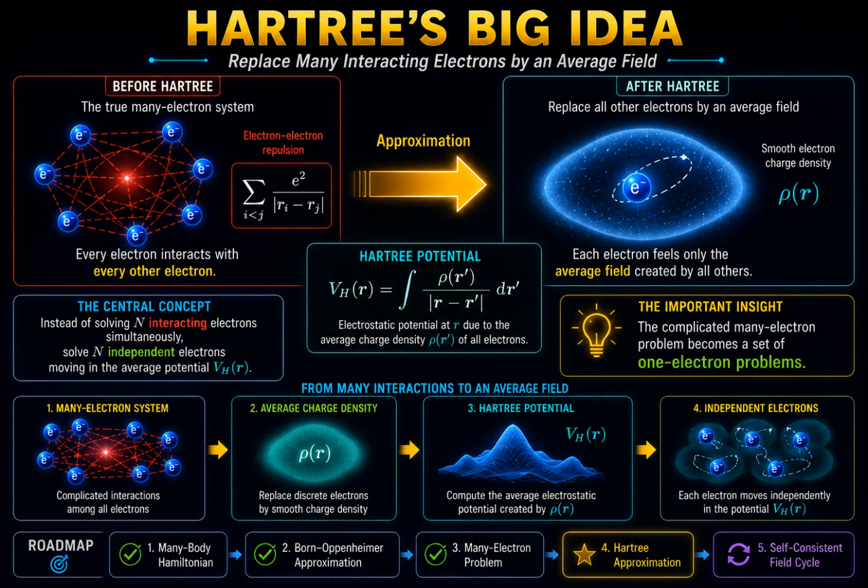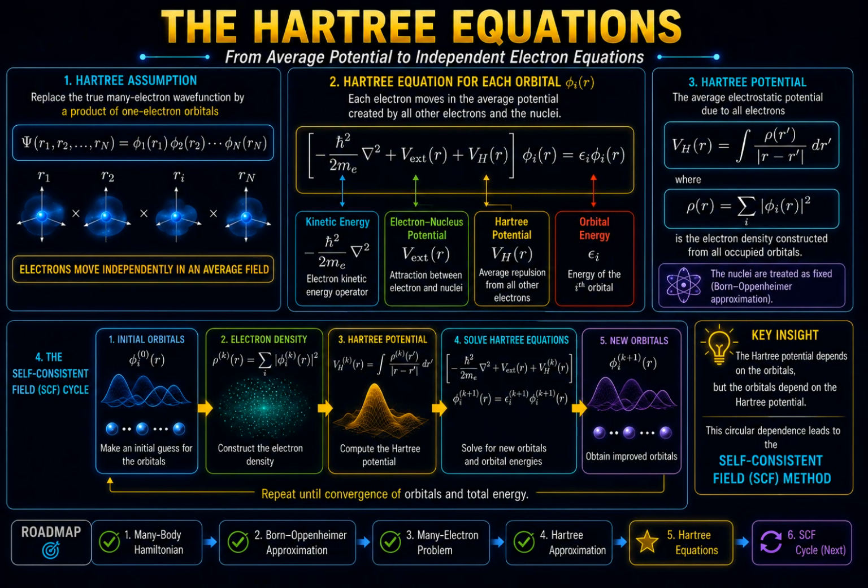The average electrostatic field created by the electron density is known as the Hartree potential. This is called a mean field approximation because each electron experiences only the average effect of the others. To implement this idea mathematically, Hartree assumed that the total many-electron wave function can be written as a simple product of one-electron orbitals. This means that each electron is treated as moving independently in the average field.